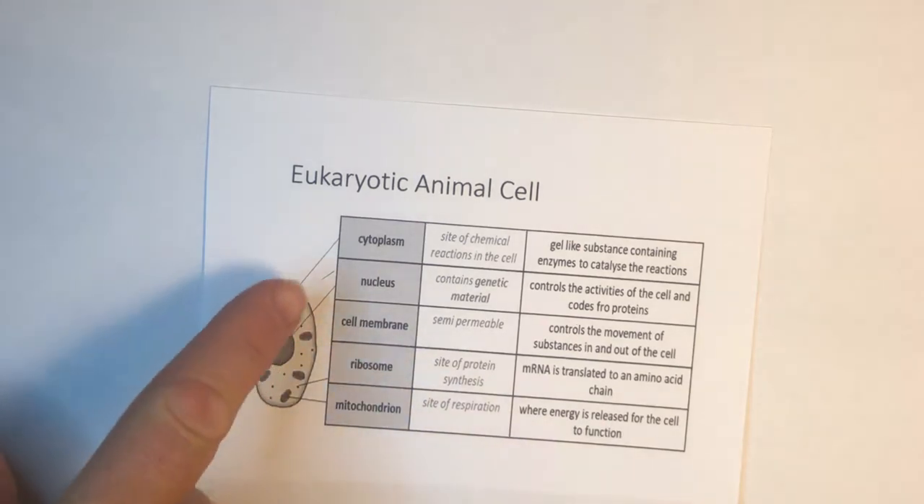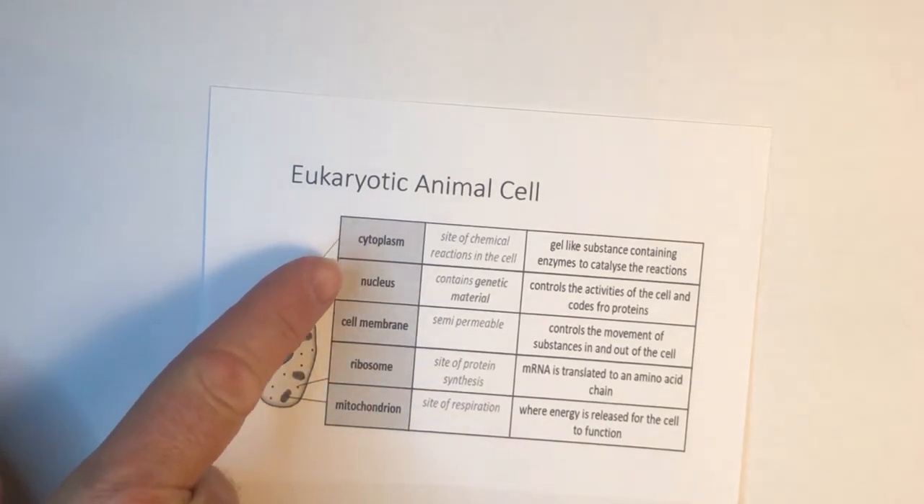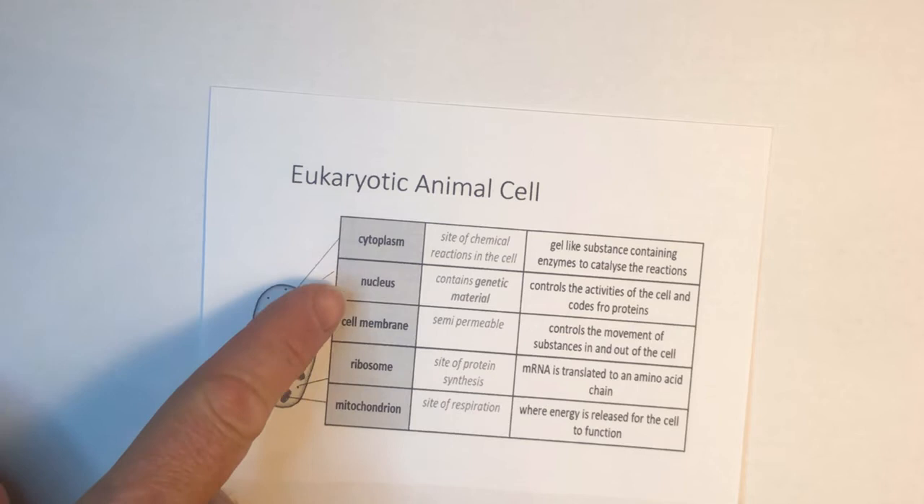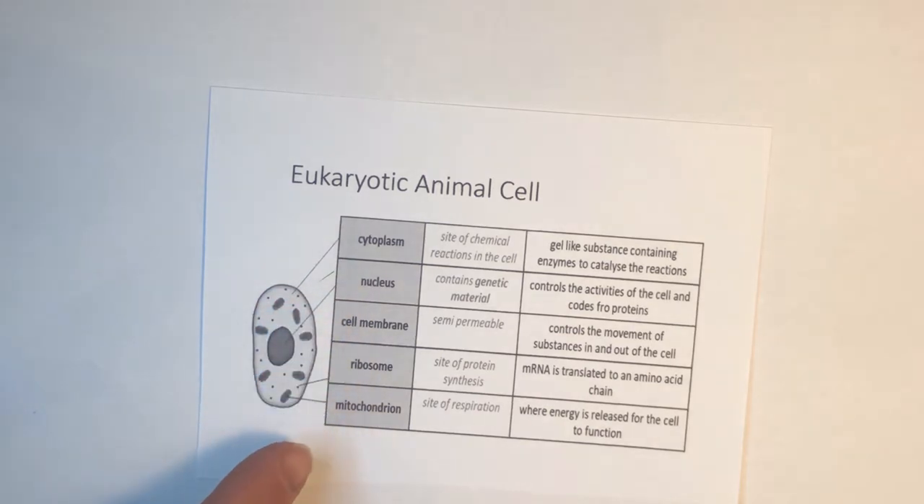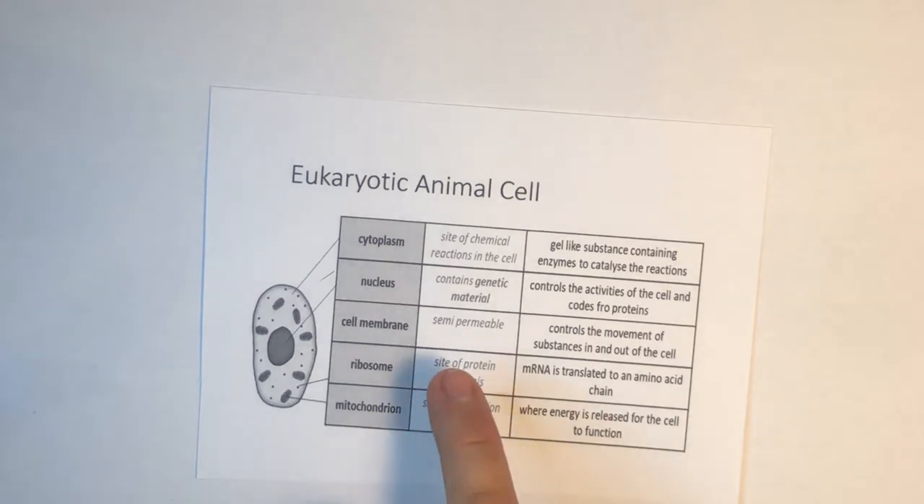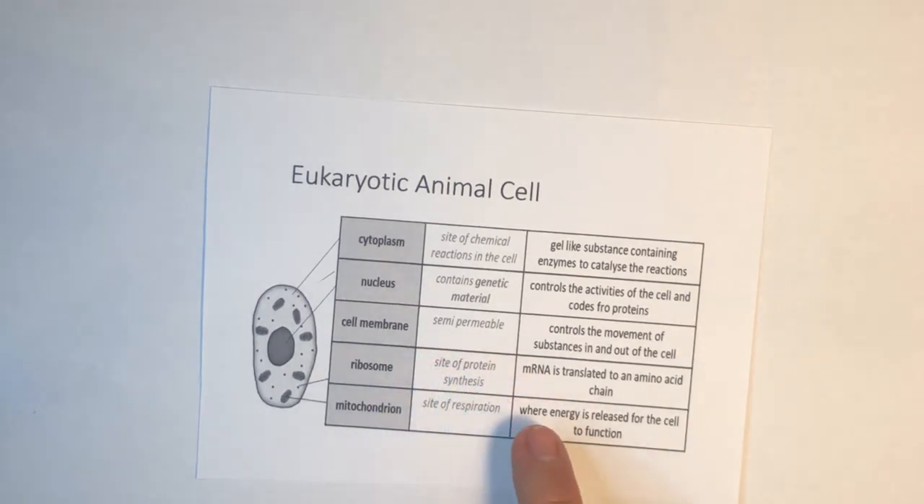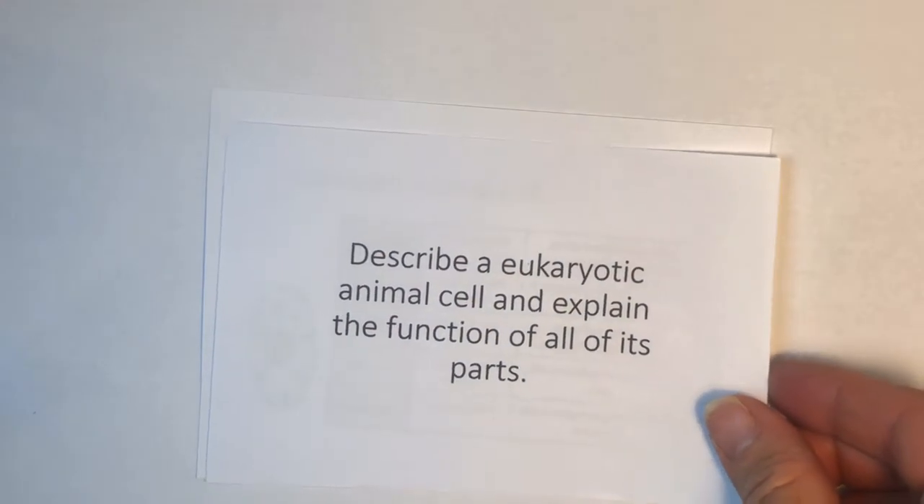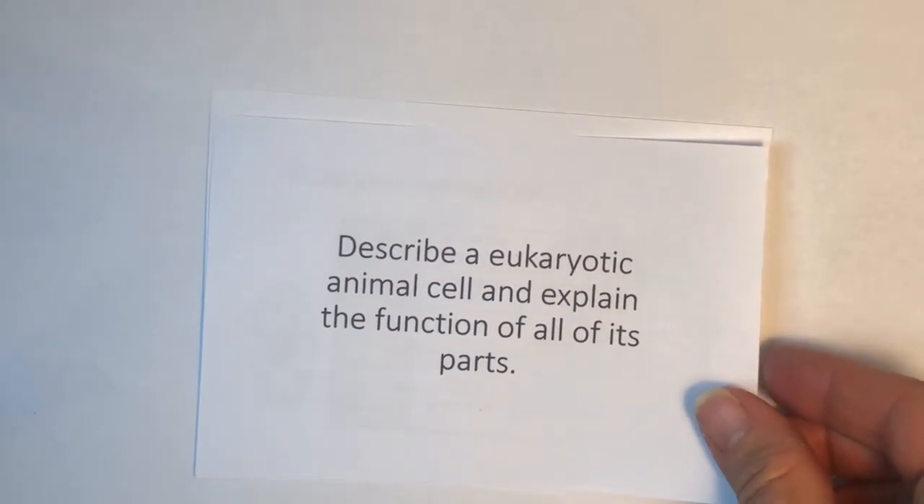You have a picture of a cell there, and it's split up into 5 individual different bits: the cytoplasm, nucleus, cell membrane, ribosome, and mitochondrion. You need to read through and be able to explain back exactly what each one of those individual parts does. So, the correct answer to this question, describe a eukaryotic animal cell and explain the function of all its parts.